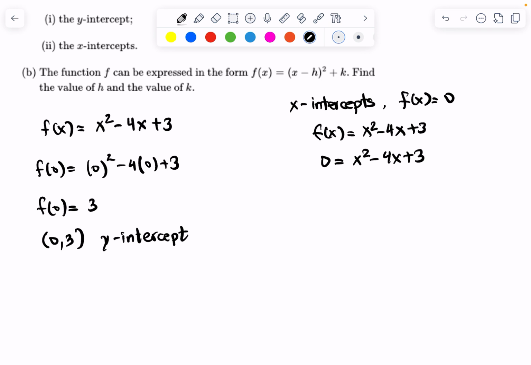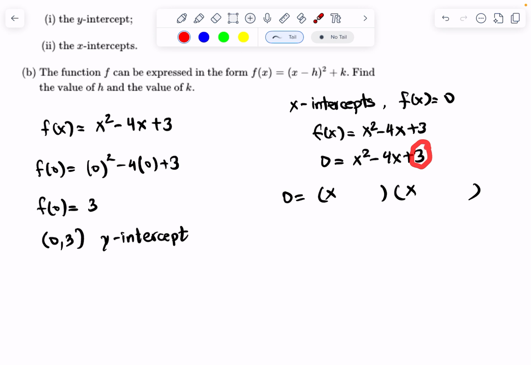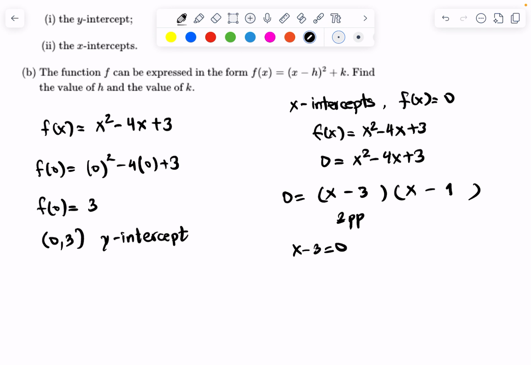Now, factoring this expression, you look for two numbers that multiplied give you 3 and added together give you 4. That's going to be -3 and -1. Using the zero product property, the first factor equal to 0 means x is 3, and the second factor equal to 0 means x is 1. And so my x-intercepts will happen at 3 comma 0 and at 1 comma 0.